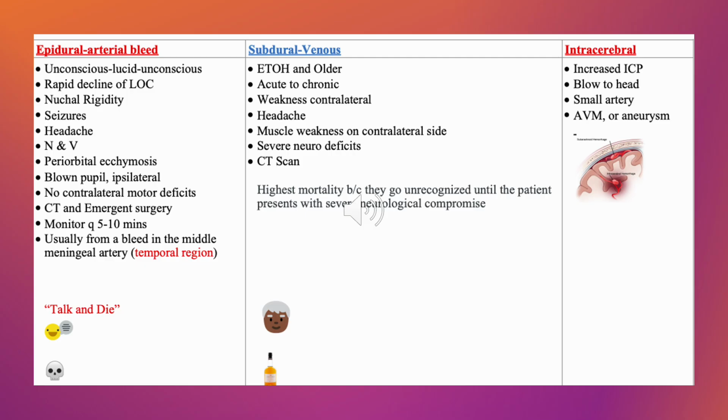Subdural hematoma is venous bleeding, so it's a little less worrisome, but we still worry about it. Okay? It can be acute to subacute to chronic. So chronic, it can take up to 2 months before somebody starts having symptoms from a subdural brain bleed.